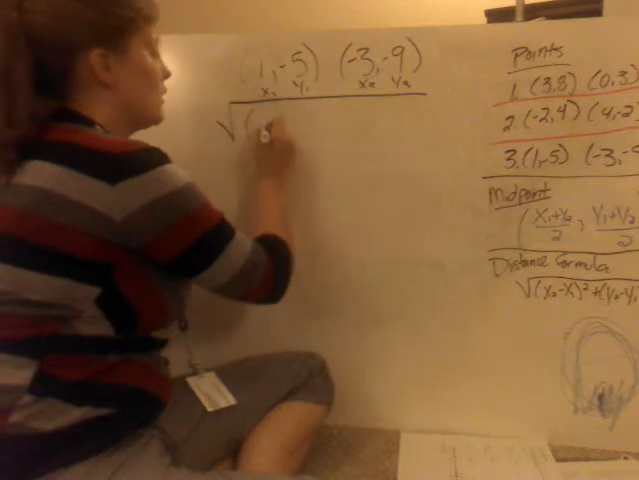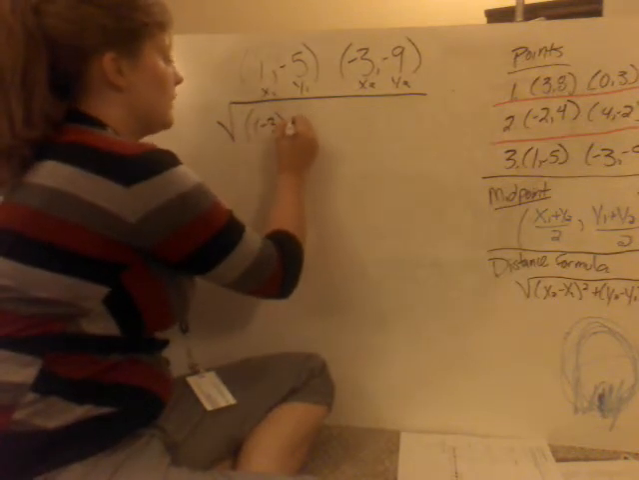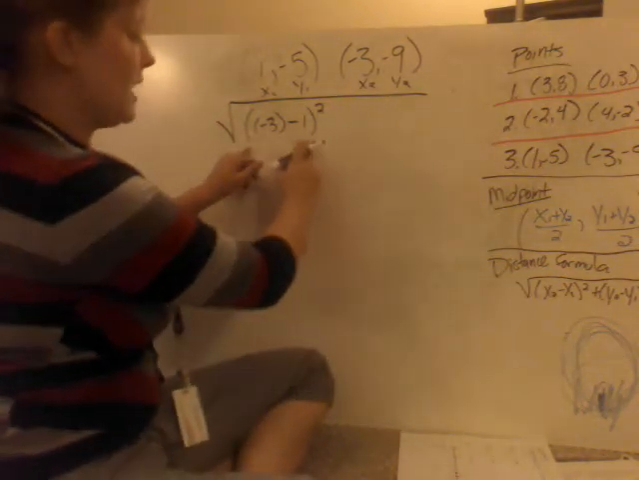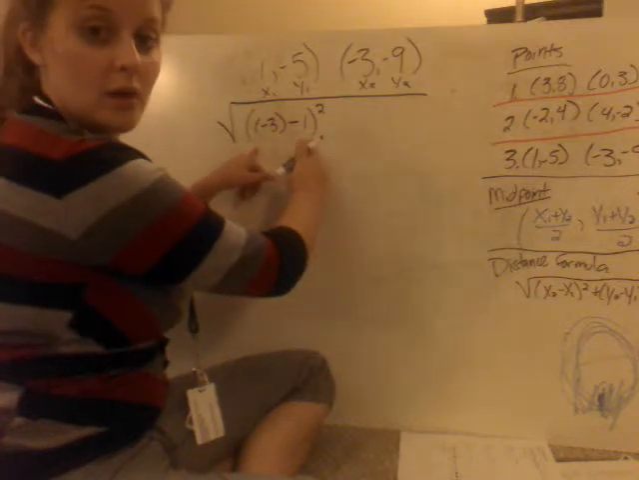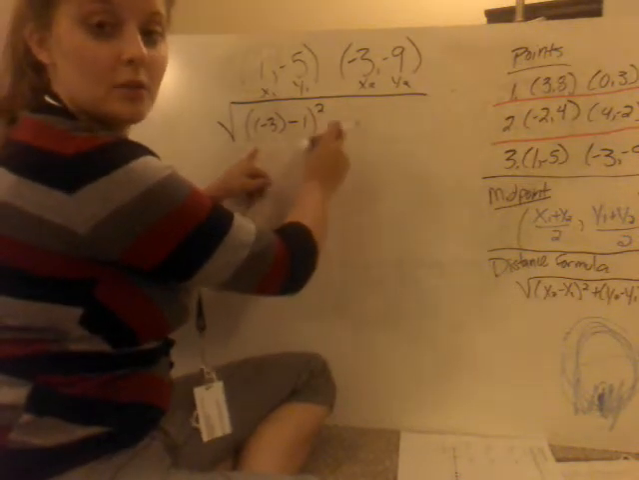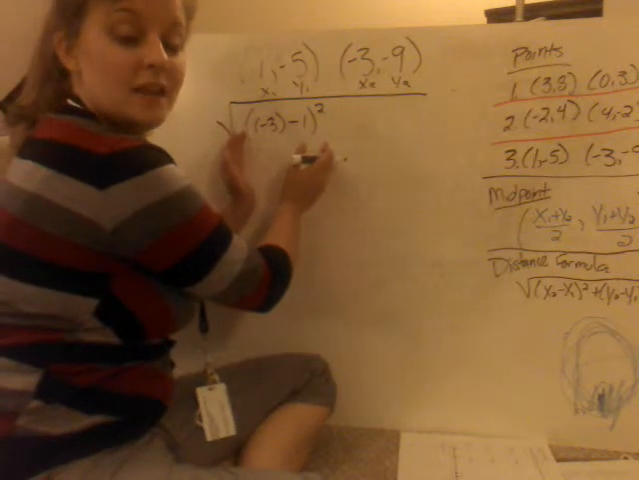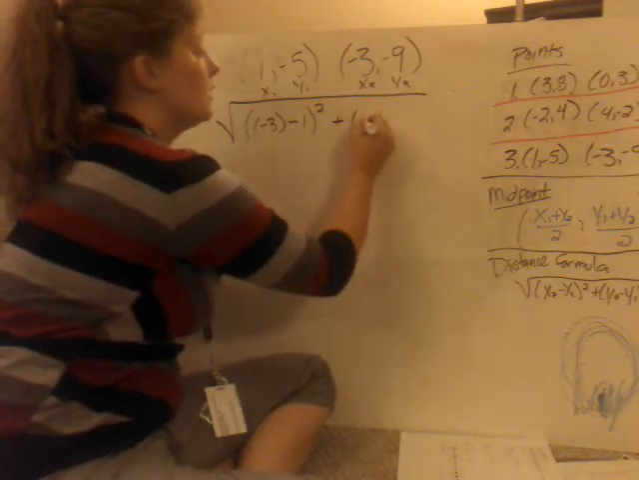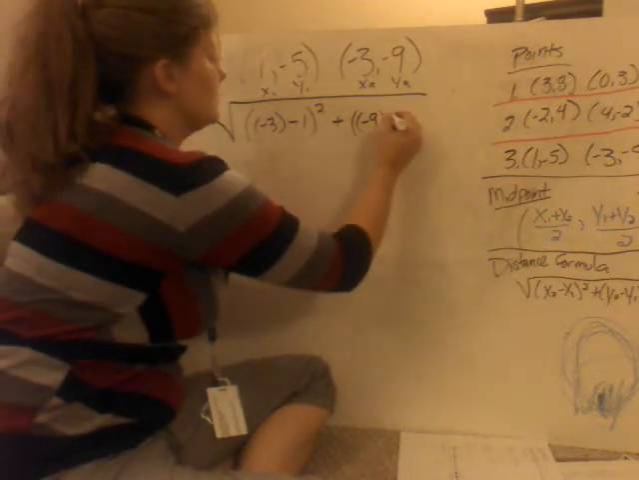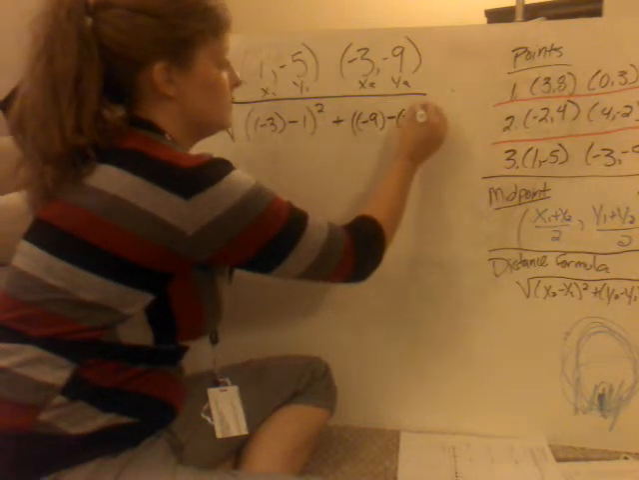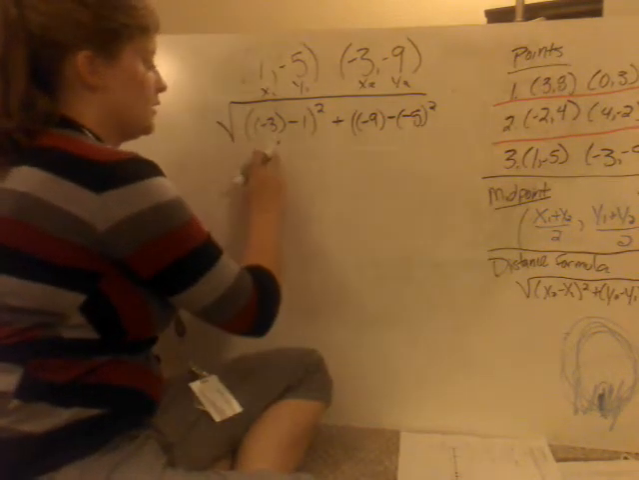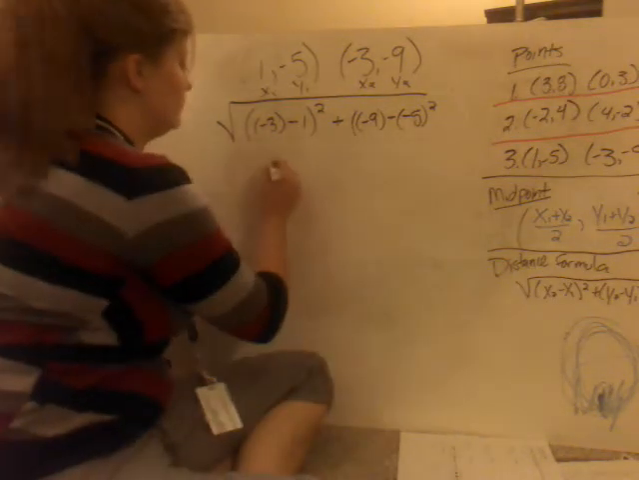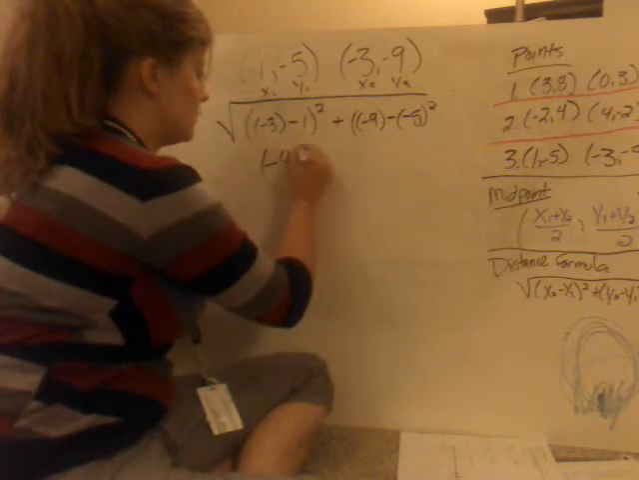So I know I need x2 first, so I have -3 minus 1, quantity squared. And I say quantity again because everything inside here is going to be squared. It's not just one number. I'm not going to say that number squared. I'm going to say the quantity. Whatever's inside the parentheses is going to be squared. So plus, here's my -9 minus -5, squared. Here I just have -3 minus 1. -3 minus 1 is -4, squared.